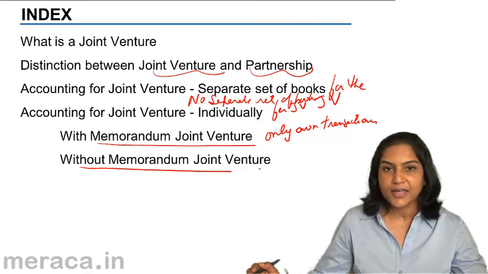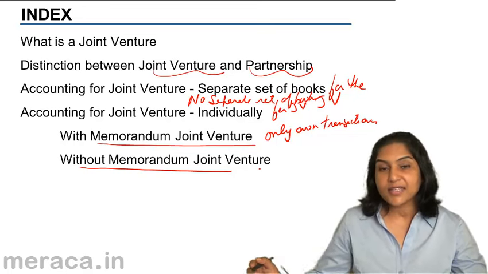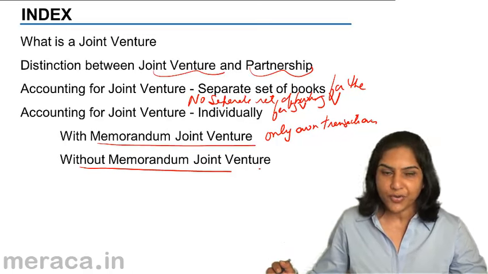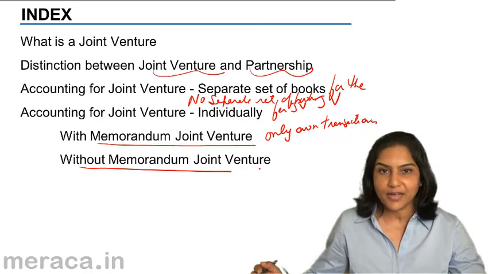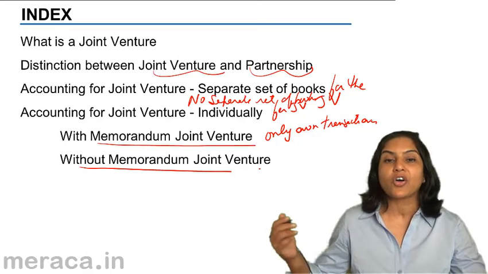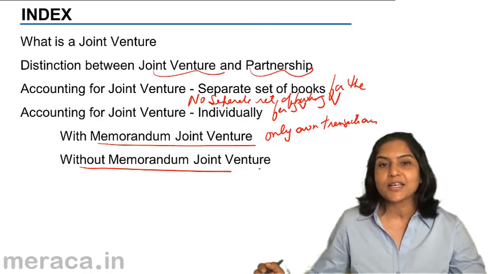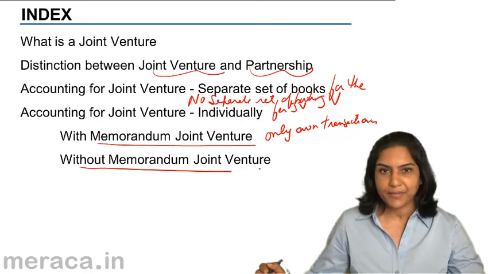On the other hand, there is another system of accounting for joint venture by which each co-venturer records all transactions, whether he has spent or the other co-venturer has spent or received money. Let us begin.